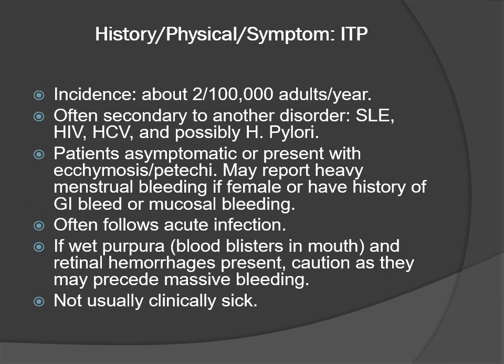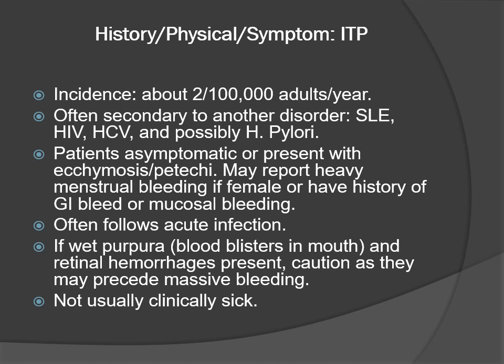So ITP, the incidence is about 2 out of 100,000 adults per year. And ITP is often secondary or triggered by another disease, lupus, HIV, hepatitis C, and there's some connection with Helicobacter pylori as well. These patients, again, are often asymptomatic. They present with ecchymosis or some petechiae, some new bruising. Common in females is new reports of heavy menstrual bleeding. So always be on the lookout for that.